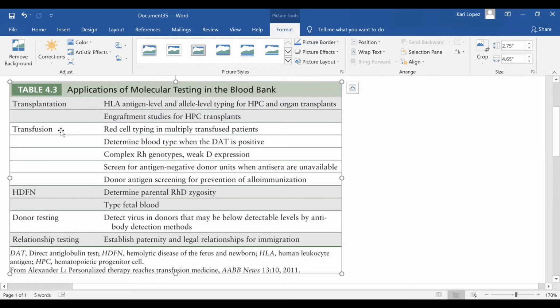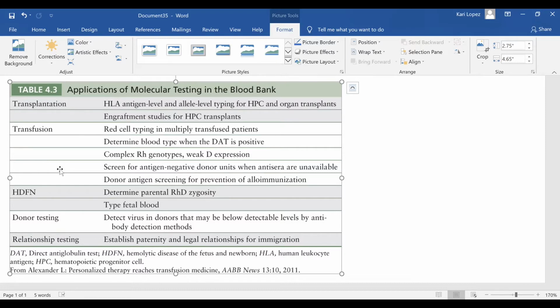And then your transfusions: red cell typing in multiply transfused patients. Determine the blood type when the DAT is positive. Complex RH genotypes and weak expressions. Screen for antigen negative donor units when anti-sera are unavailable. Donor antigen screening for prevention of alloimmunization.